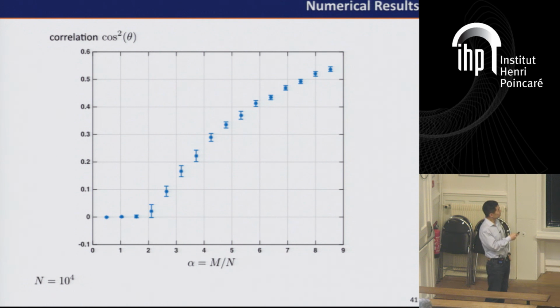When alpha is less than this value, it seems that this algorithm is not effective. You have zero correlation. It's still orthogonal. But once alpha is greater than this value, suddenly you start to see correlations. And if you let alpha go to infinity, then this correlation will converge to 1. And this is the question that we want to understand.